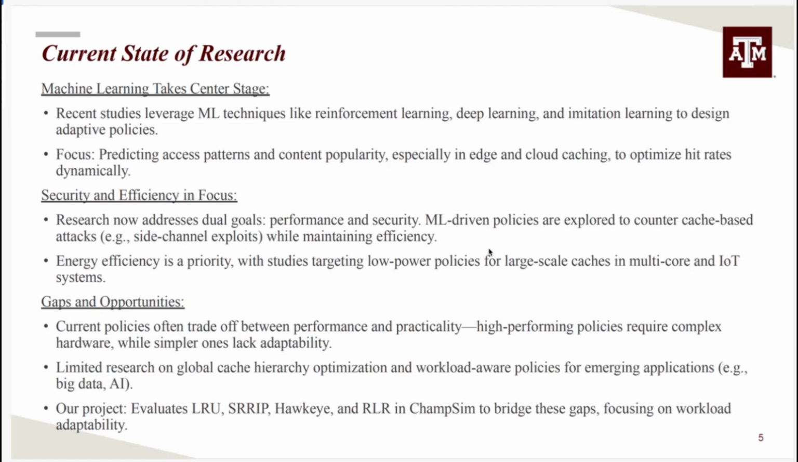That's where our project comes in. We evaluate four policies: LRU, SRRIP, Hawkeye, and the machine learning inspired RLR. Using the ChampSim simulator, our focus is on workload adaptability, how well each policy performs when access patterns shift. By comparing both traditional and ML guided techniques, we aim to identify practical yet powerful policies that can improve real-world cache performance without hardware cost or full PC tracking.